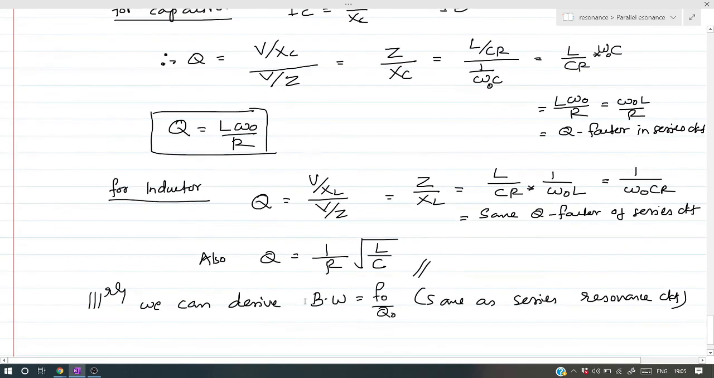Also, we can derive the bandwidth. We already discussed this derivation in series resonance condition. Here also we can derive the bandwidth as the ratio of resonance frequency to the quality factor, which is also the same as that of the series resonance circuit. That derivation is left to you.